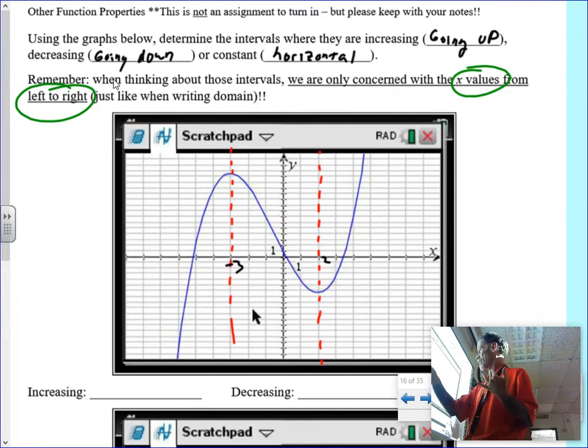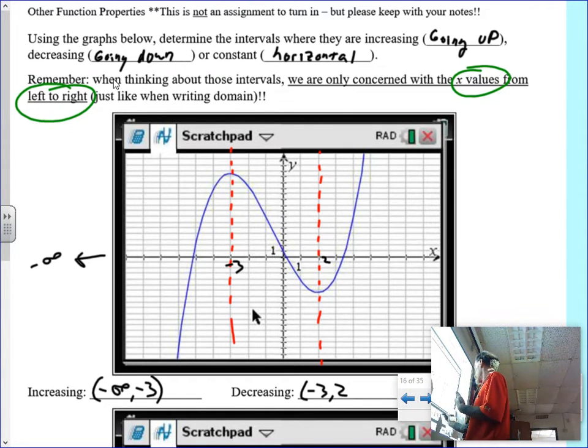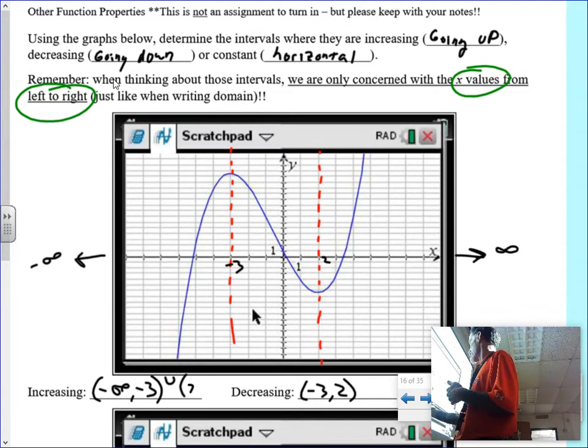And that's it. Just like you're reading a book from left to right, it's increasing, and again, x values, it goes all the way over this way to -infinity. So -infinity to -3, it's going up. And then from -3 to 2, it's going down. And again, just x values. And then from 2, it keeps on going forever on to infinity. So we can do a little union here with a second interval to infinity. And that's the whole thing about increasing and decreasing.